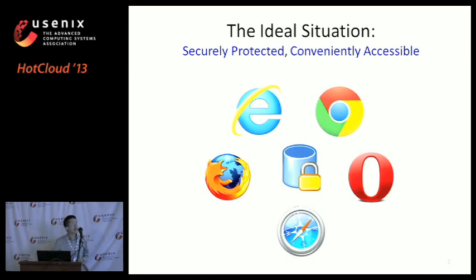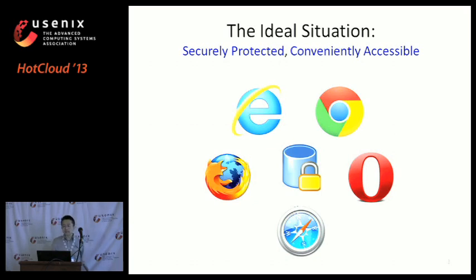By conveniently accessible, basically we mean for the users, no matter where they do the browsing, on different computers at different locations using different browsers, they can always access the same set of browsing data no matter where they are and which browser they use. So that's the ideal situation.